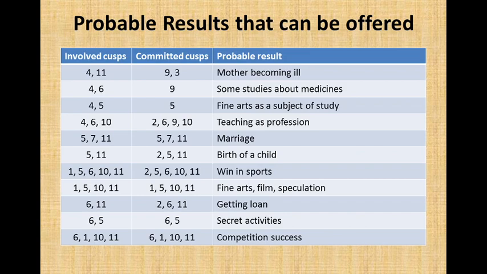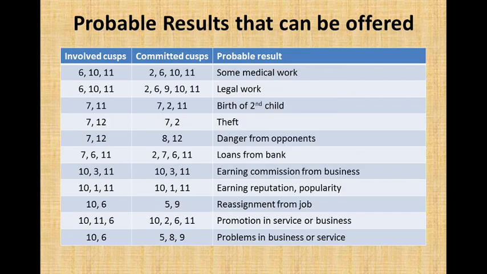Involvement of 1, 5, 10, 11, and commitment with 1, 5, 10, 11, that's fine arts, fine speculation. Involvement with 6, 11, and commitment with 2, 6, 11, that's getting loans. Involvement with 6, 5, and commitment with 6, 5, that's secret activities. Involvement with 6, 1, 10, 11, and commitment with 6, 1, 10, 11, that's competition success.